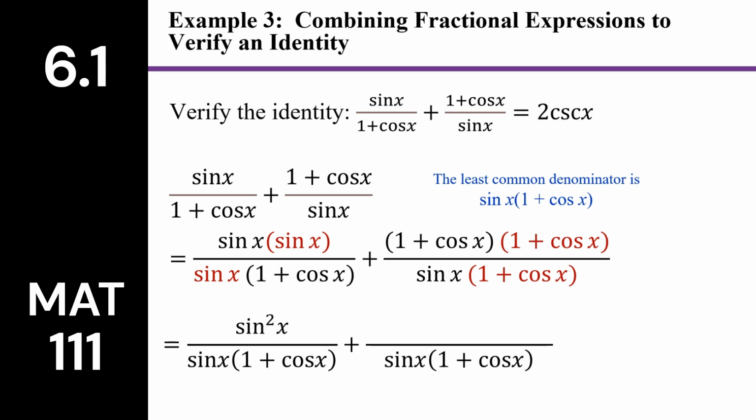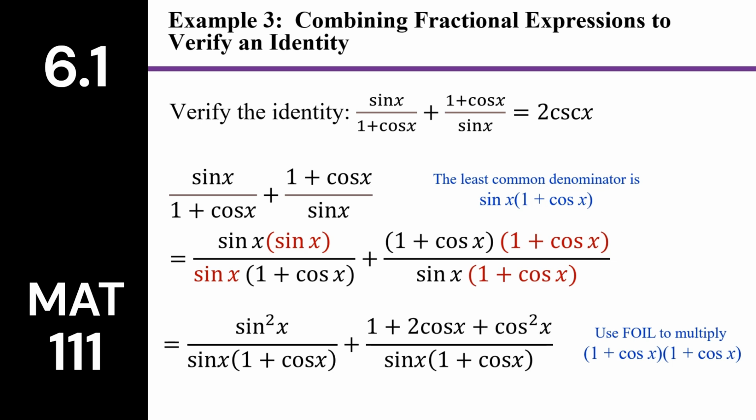Sine x times sine x is sine squared x, and to multiply out these two binomials we'll use FOIL. 1 times 1 is 1. The outer gives us 1 times cos x, so that's cosine of x. The inner is also cosine of x. Cos x plus cos x is 2 cos x, so we write that coefficient of 2 in. And then finally, cosine times cosine is cosine squared.